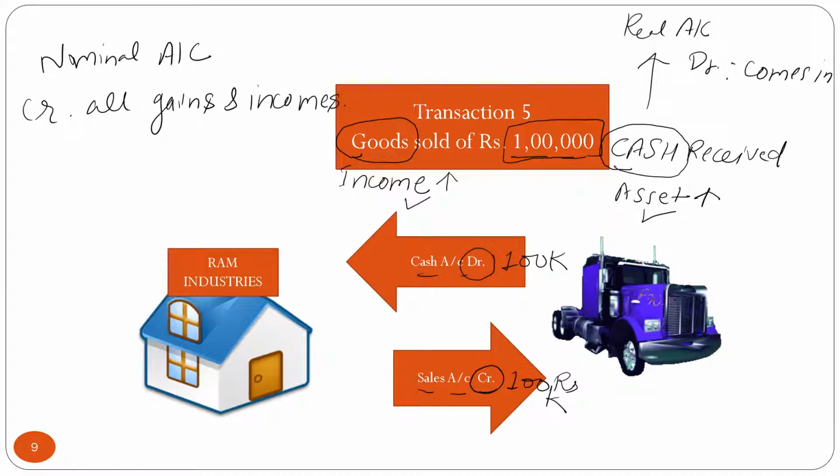So that was the fifth transaction, and here we come up with the journal entry: cash account debit by 1 lakh and sales account credit by 1 lakh. So these are the two debit and credit effects of transaction number 5.